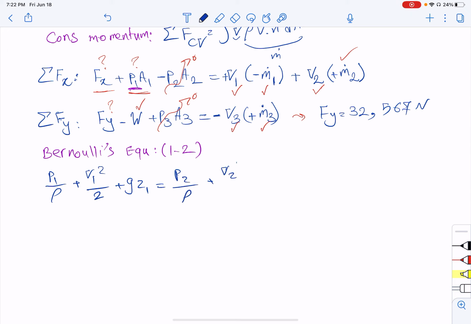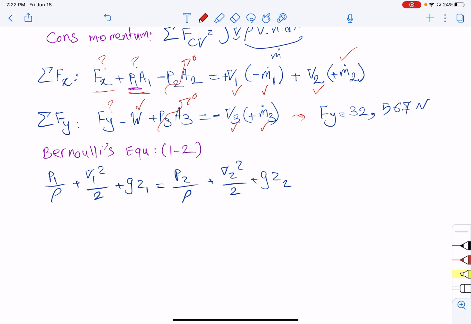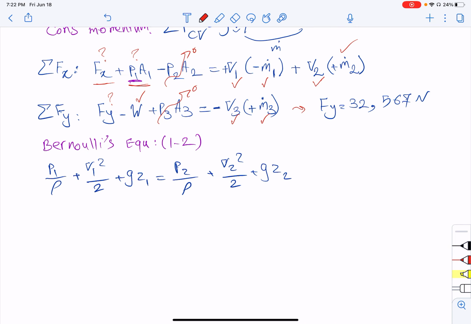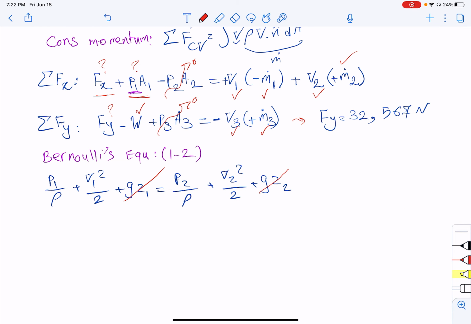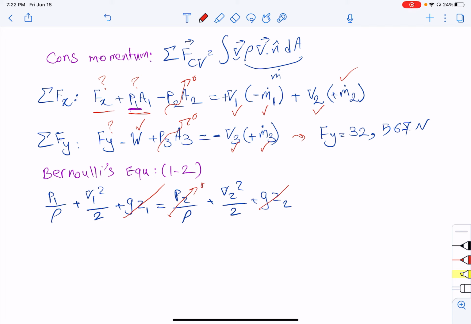So this is the Bernoulli equation. Let's look at the values that we can find. Z1 and Z2 are at the same elevation, so they are going to cross out. P2 is atmospheric pressure again, so this is 0, and then we have V1, we don't know P1, we know V2. So we have 1 equation and 2 unknowns: we have P1 to find and then Fx to find.